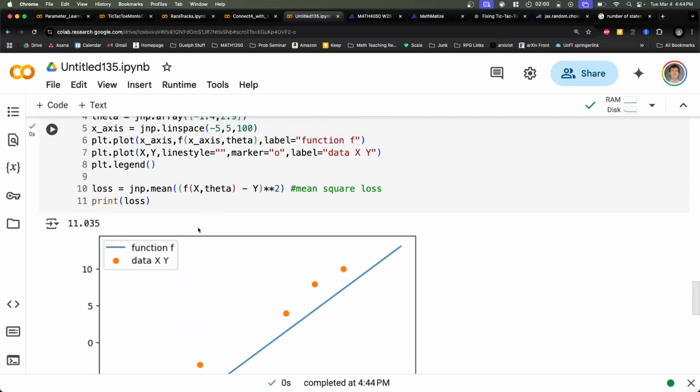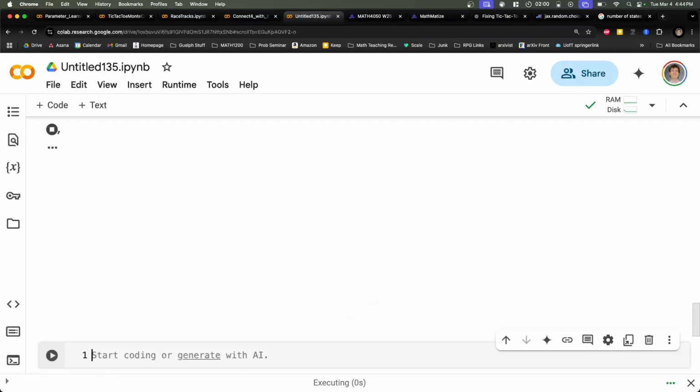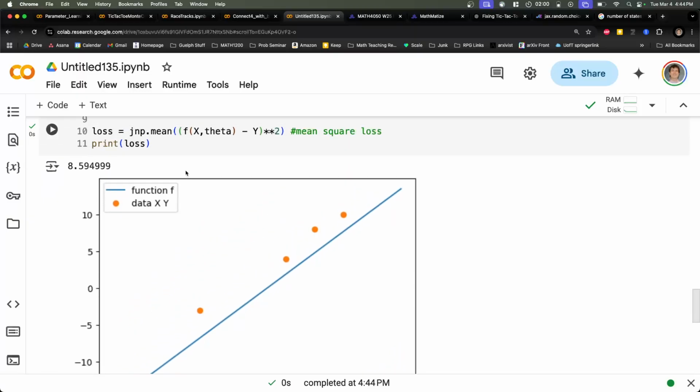Actually, why don't we put it in the title? Oh, yeah, there we go. So it's 11.035 now. And now I have a method. I can try to make it better or worse by moving it up or down. So why don't I move the intercept up a bit? And now it went down. It was 11 before. Now it's only 8.5. So I'm getting better or worse. And now that I have a numerical way to do it, I can at least do guess and check or trial and error. So that's a good thing.